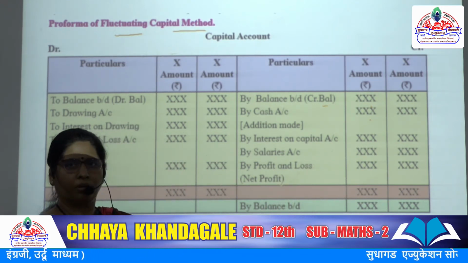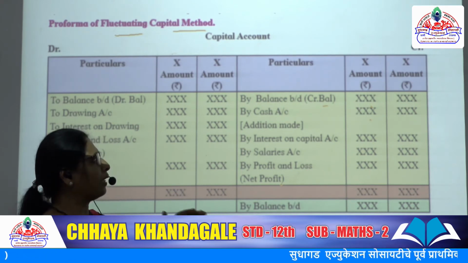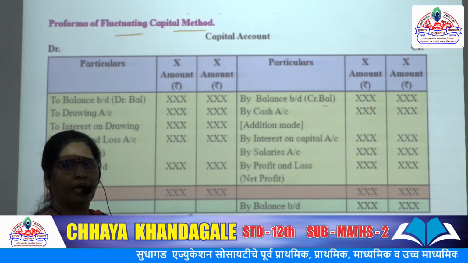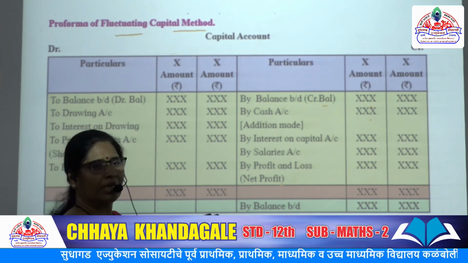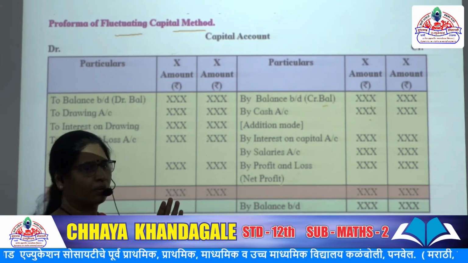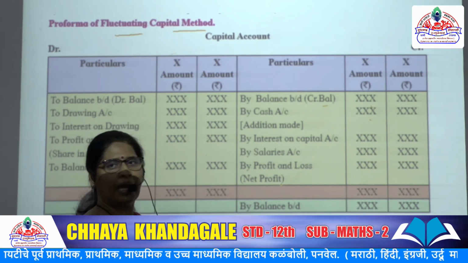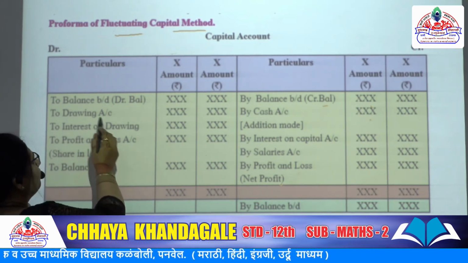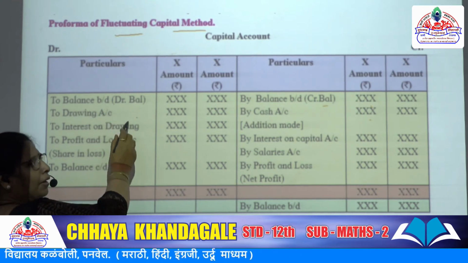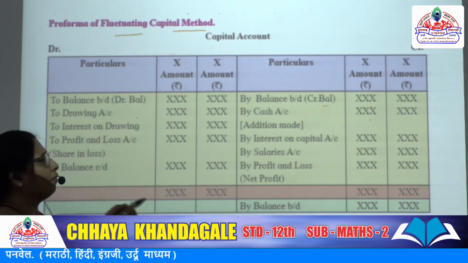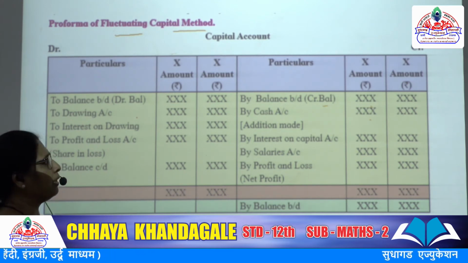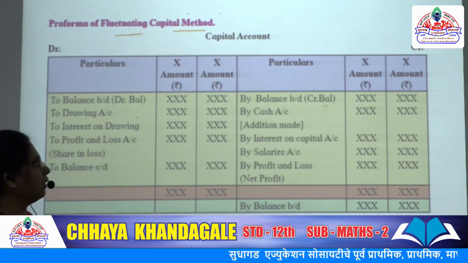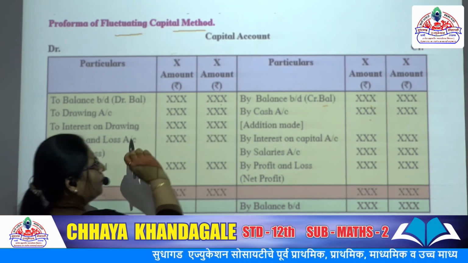Whatever we had written in the current account and the capital account, in the fluctuating method they have combined. What they have done is made both the accounts settled in one account, that is known as the capital account. No differentiation between capital and current account, that is known as the fluctuating capital method. Now to balance brought down debit balance. If suppose one of the partners is having a debit balance, meaning the firm has to receive money from the partner, then that balance will be written on the debit side.